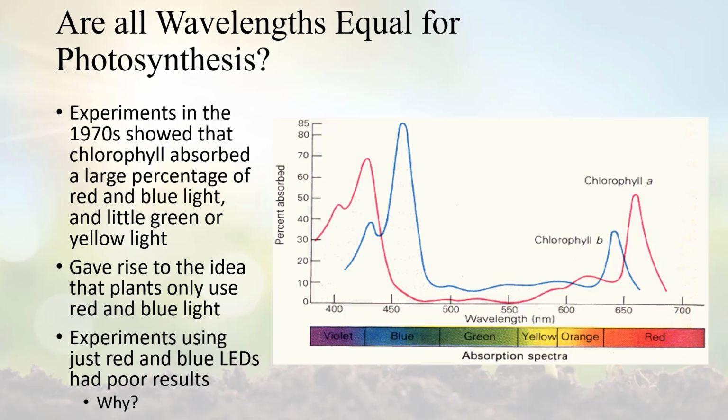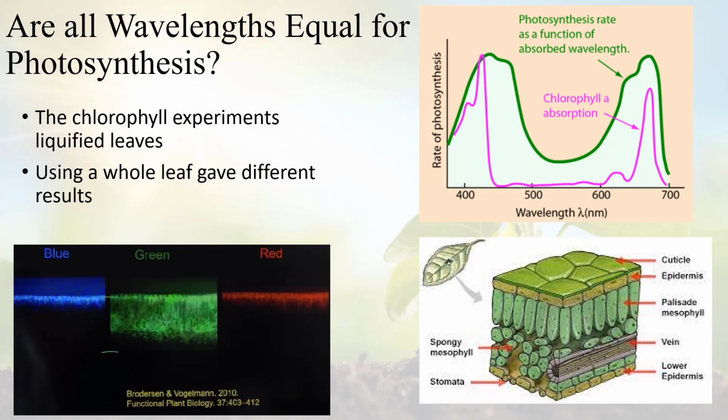And the question was why? Well, in those early experiments, they were only utilizing chlorophyll, and they were liquefying the leaves in this process. But when they did a similar experiment utilizing the whole leaf, they saw different results, right? And they saw that there was some absorption of green and yellow light when they were utilizing the whole leaf.